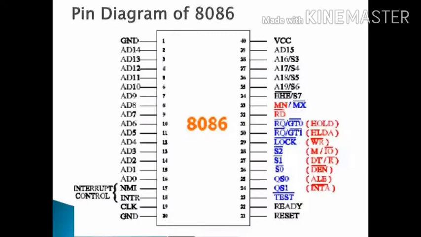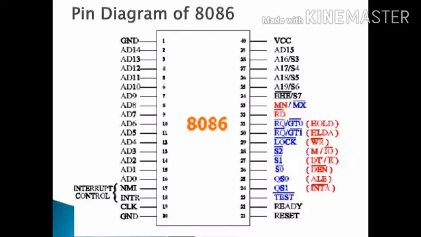Then how does the memory or the input output port remember the address for the whole machine cycle? Because we are giving the address values in only the first clock cycle, and for the rest of the machine cycle, how will it remember the addresses of the input output port or memory? So this pin is used to solve this problem. This is an output pin.